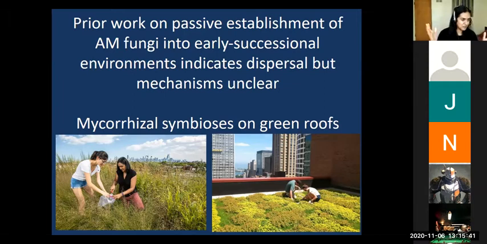So green roofs are put on rooftops to absorb excess stormwater flooding. They insulate buildings to provide less energy usage. They can also serve as urban biodiversity patches for birds or pollinators. And so we thought, well, what's the mycorrhizal link with these green roofs?